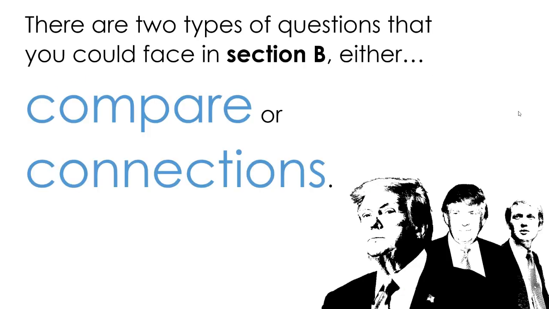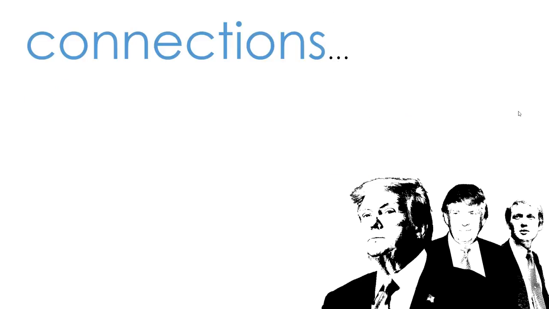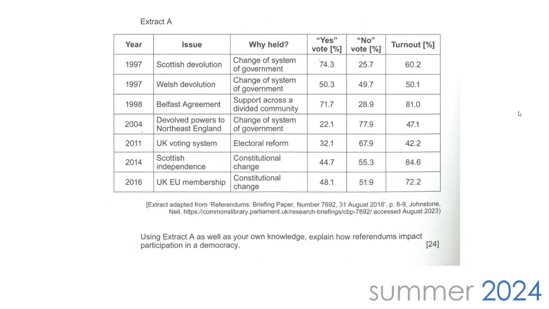As I've said, there's two types of questions for this, compare or comparison, or making connections between political issues. So let's have a little look at how these fall. So the first one is the connections question. Now, in the last year or two, many of these have come up. It's not guaranteed. They could ask you either a connection or compare question, so you have to be ready for either of them. So let's have a little look at this example from the summer of 2024.